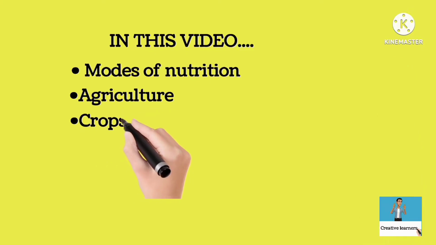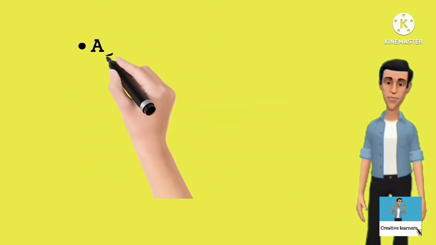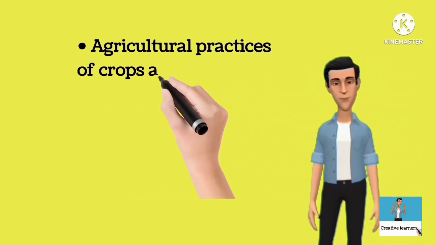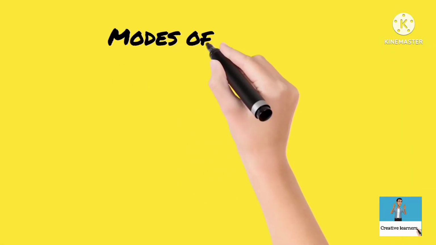We are going to discuss modes of nutrition, agriculture, crops and types of crops based on seasons, and agricultural practices of crops and animals. Without wasting any time, let's begin. Modes of nutrition.